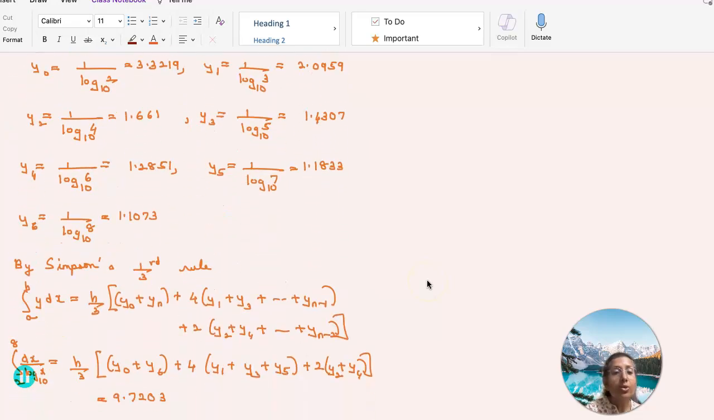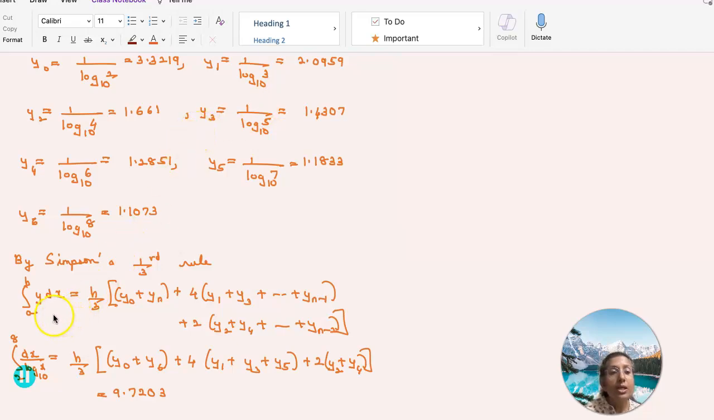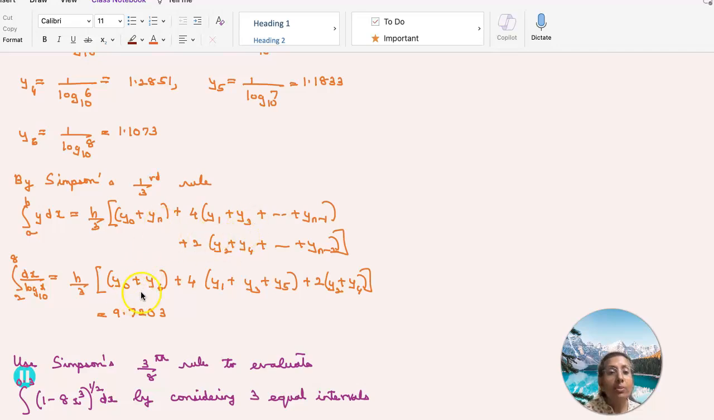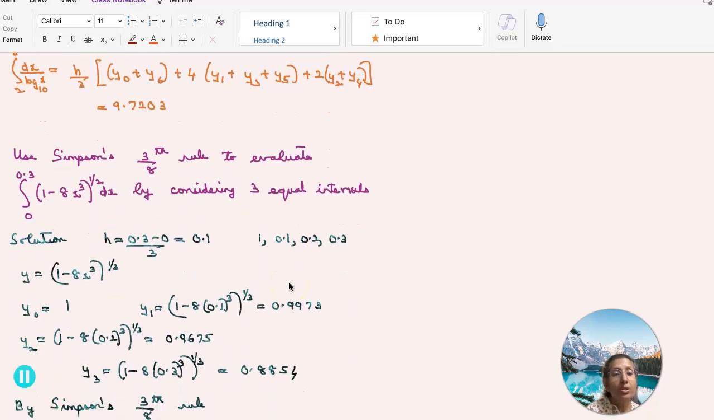And by Simpson's 1/3 rule, the formula goes something like this. Integral a to b y dx is h by 3 [y0 plus yn plus 4 times (y1 plus y3 plus yn minus 1), the odd numbers, plus 2 times (y2 plus y4 plus yn minus 2)]. We take the even coordinates. So this becomes h by 3 [y0 plus y6 plus 4 times (y1 plus y3 plus y5) plus 2 times (y2 plus y4)]. Substituting, you get 9.7203.